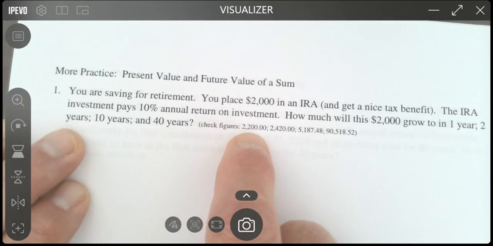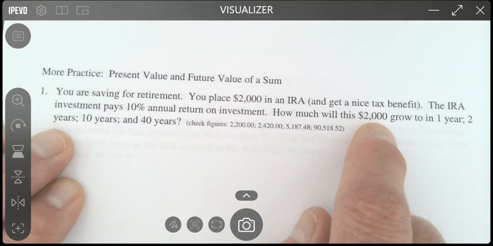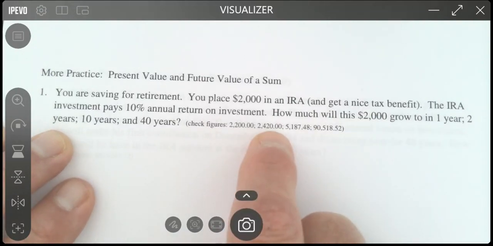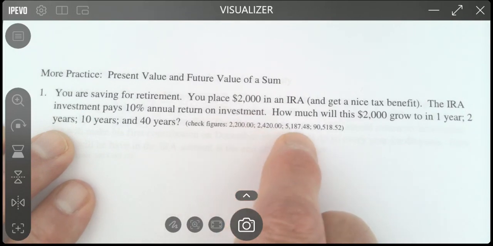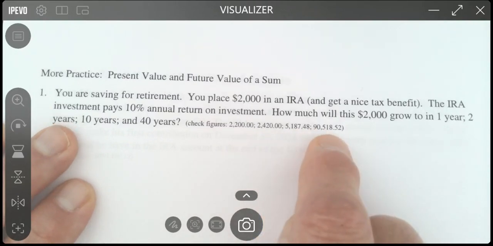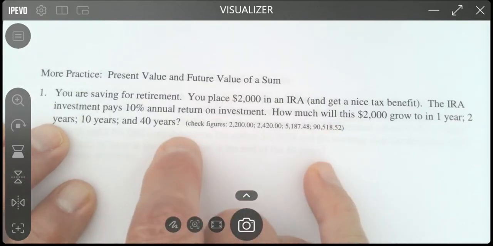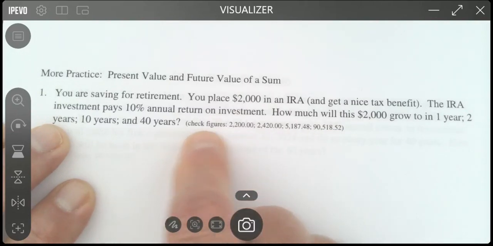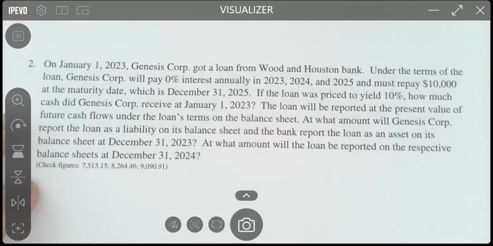Now, this is not an annuity, by the way. This is just that $2,000. It'll grow to $2,420 in 2 years, so it will have earned you $420 of compounded interest. By the end of 10 years, it'll be $5,187.48. By the end of 40 years, that $2,000 alone will have grown to $90,518.52. Okay, so just for practice, make sure you can get all those check figures. Let's look at another one.